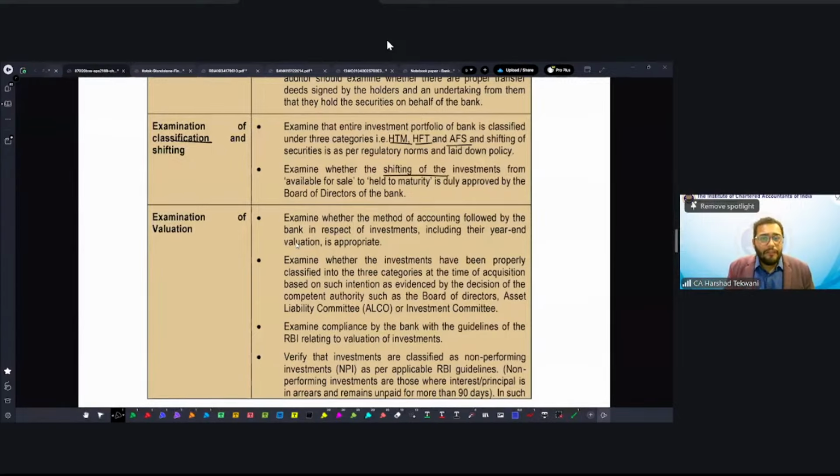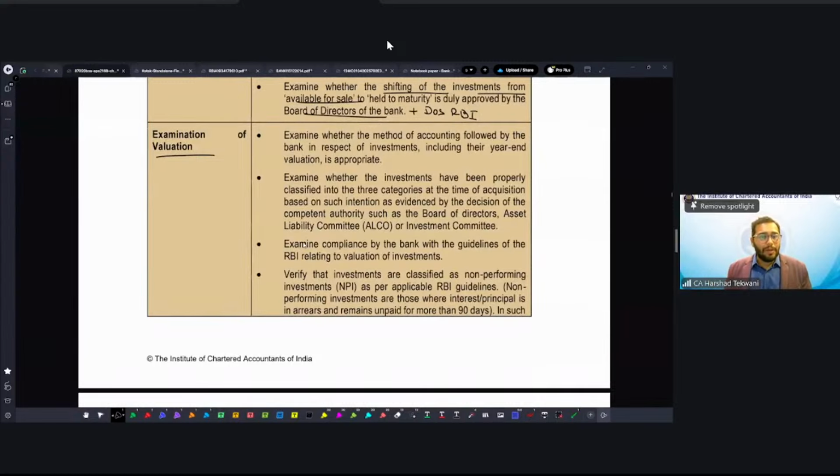Then if there is a shifting of investment from one category to another, it should be approved by the board of directors plus the Department of Supervision, RBI, plus there is an accounting treatment on that. Valuation part, we saw how they are required to be valued. Initial valuation, subsequent valuation. We saw the NPI, non-performing investment, the same requirement that we apply for the NPA, that is income recognition.